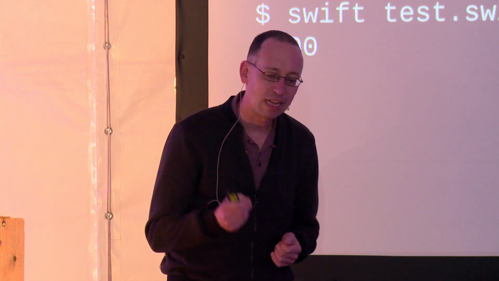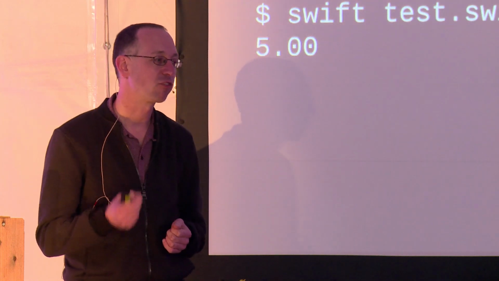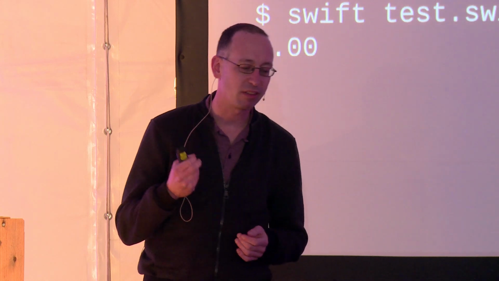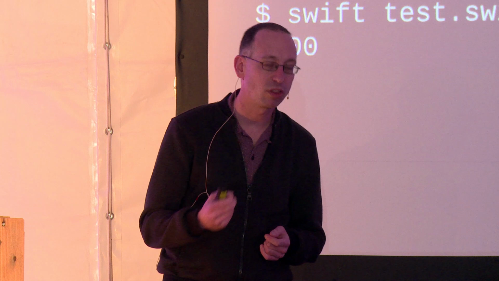Notice that we have to label our parameters when we call a function. So here I'm calling the Money's constructor, the initializer, and I have to pass in the amount colon and the currency colon as labels to the parameters. Swift is a very expressive language. It tries to make it clear what is going on, and that is one of the features of the language.